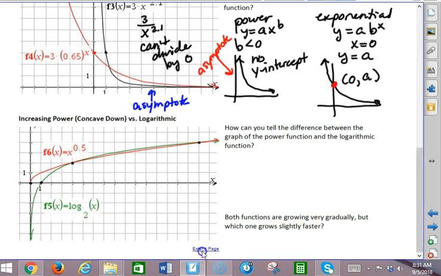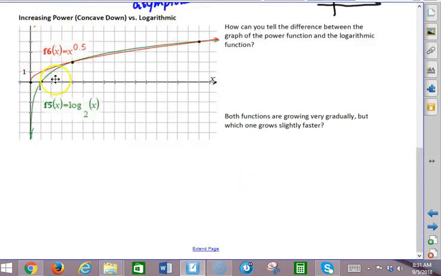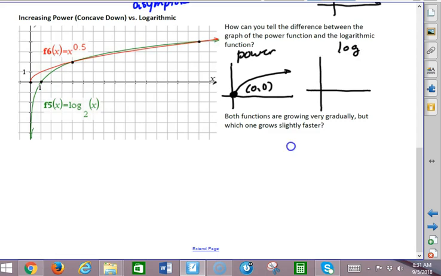The last one we're going to look at is the concave down shape of the increasing power function versus the logarithmic graph. So once again, I want you to notice what's happening with the y-axis here. With the power function, we see that the graph, once again, starts at 0, 0. So we have this point at 0, 0, and it curves down here. But the log graph, I don't know if I said exponential before, I meant log. The log graph does not touch the y-axis at all. It goes through this point right here. And this is an asymptote. This has no y-intercept. Okay, so that's the main difference between the log and the power function.